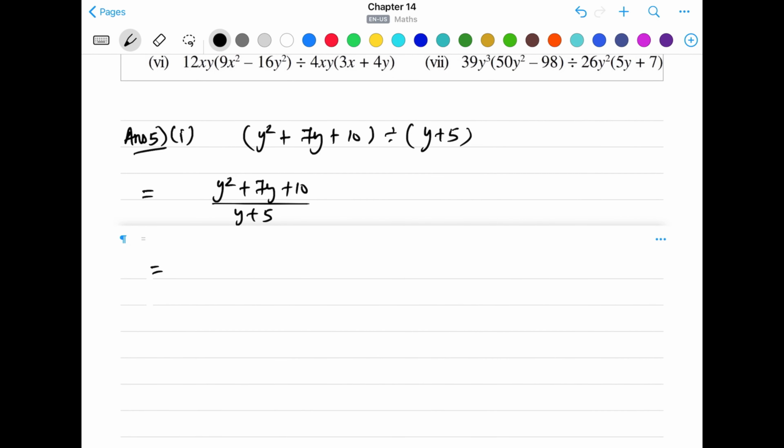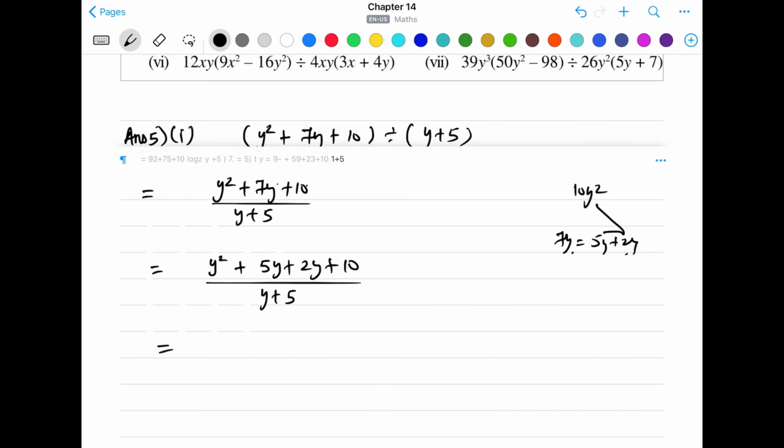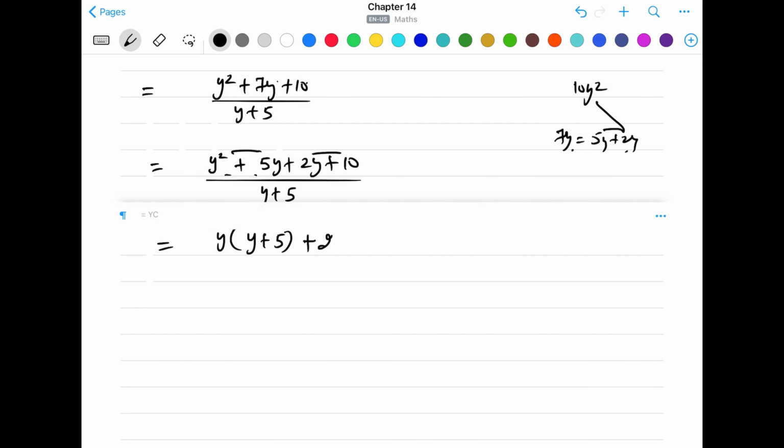As y square and this 10 will give us 10y square. Now we're going to factorize this 7y as 5y plus 2y. Okay, so their sum is again 7y and multiplication is 10y square. Okay, so we can write y square plus 5y plus 2y plus 10 divided by y plus 5. Okay, so this will be after taking y common from the first group, we're left with y plus 5. From the second one we are taking 2 common, so we are again left with y plus 5.